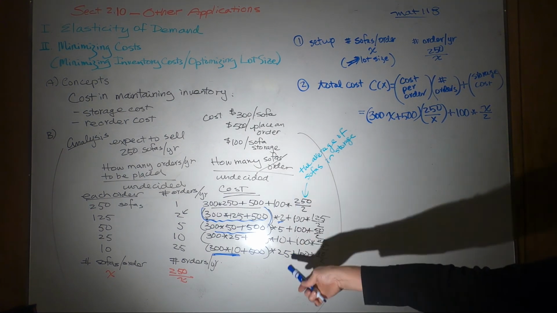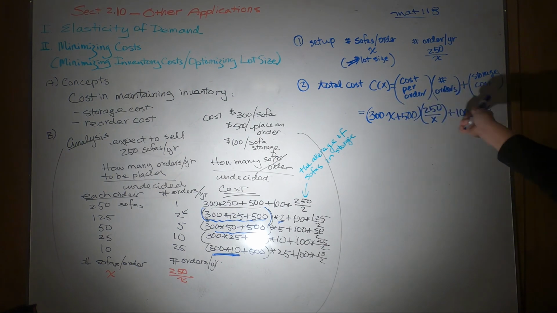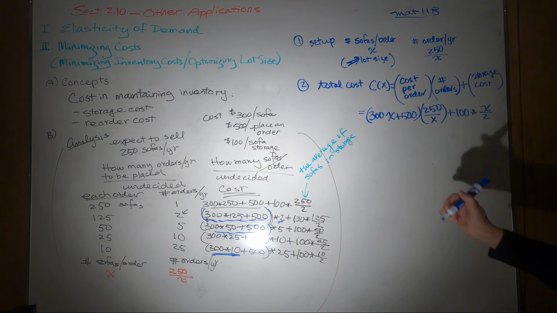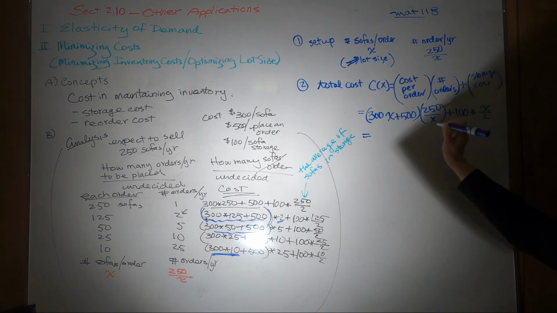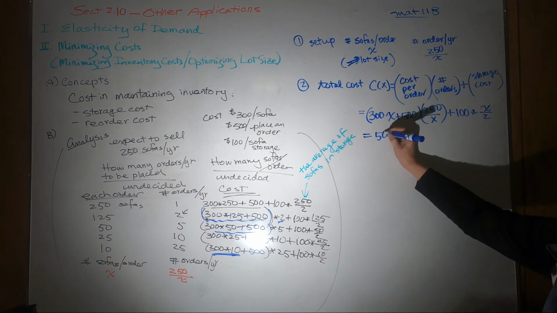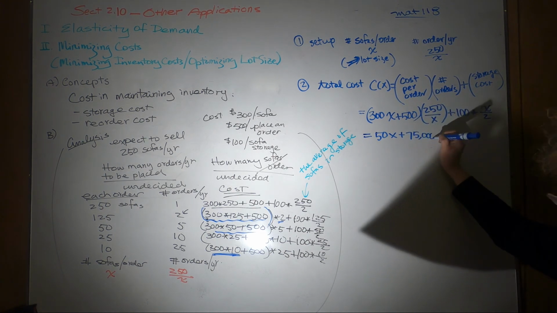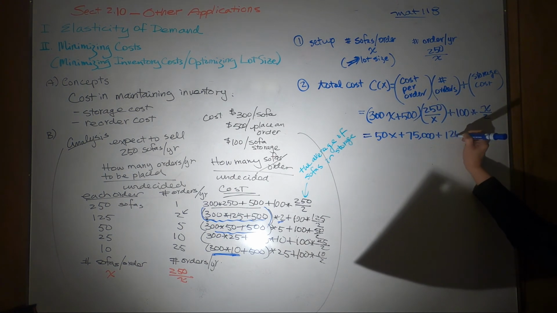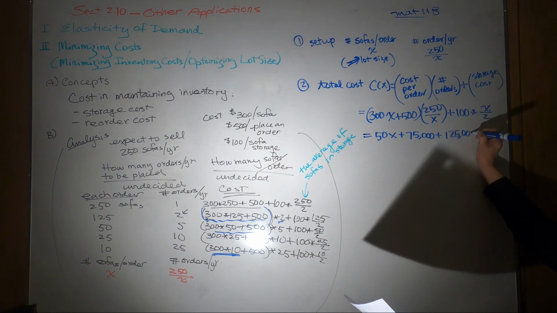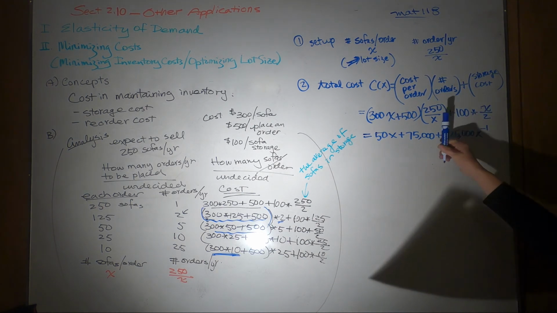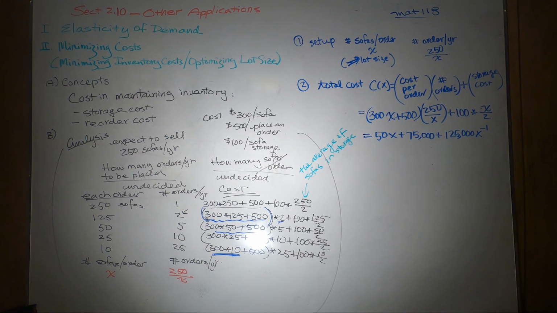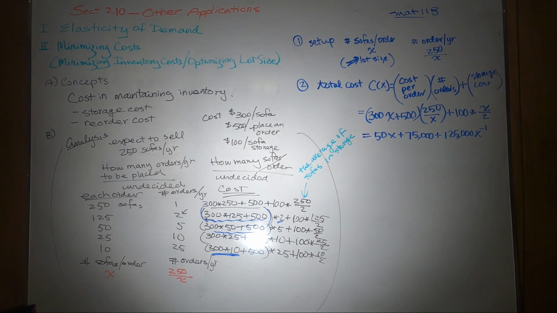But you have to do analysis to be able to figure out your answer. So we simplify all this, it becomes 50x plus. You can do that yourself, right? That's x to the negative 1. Okay?